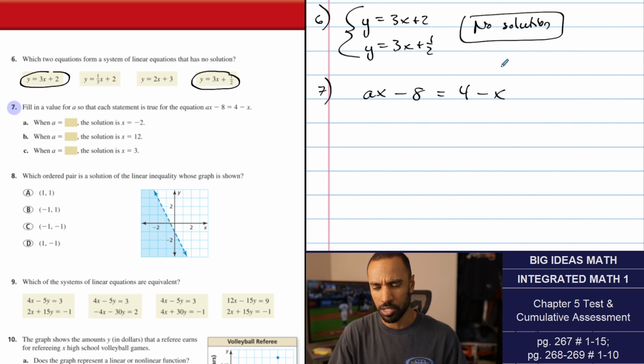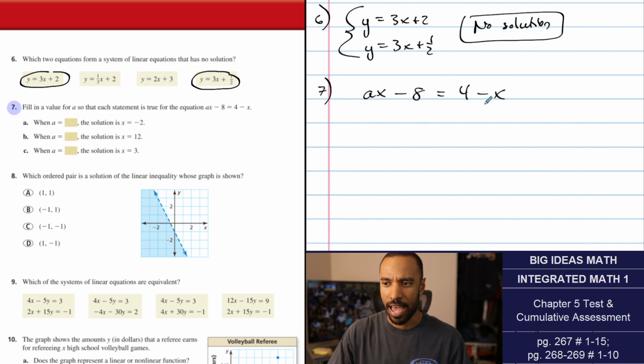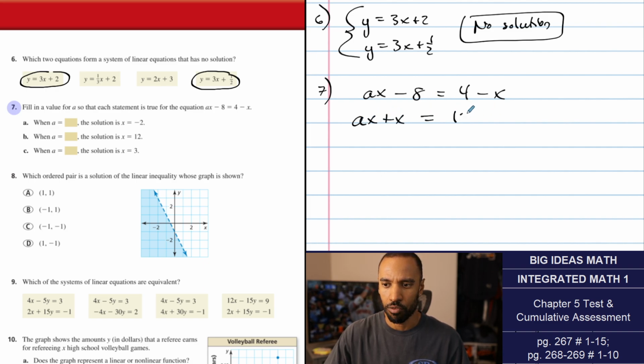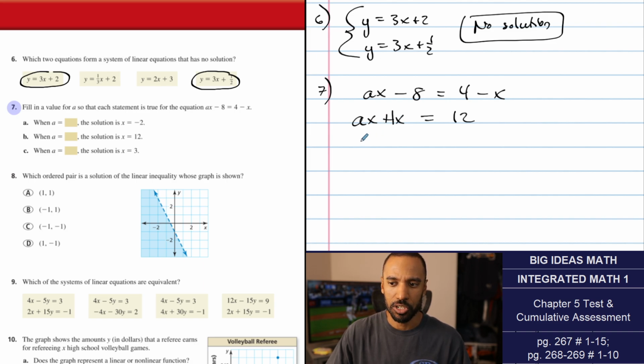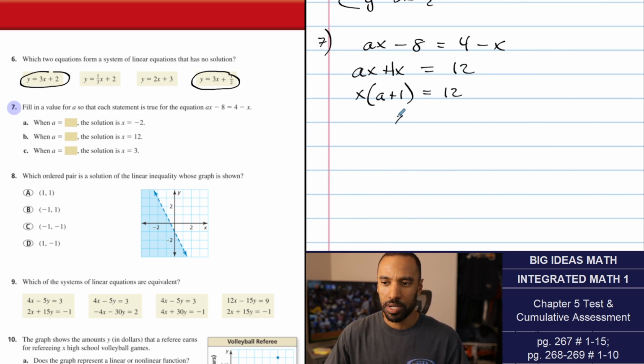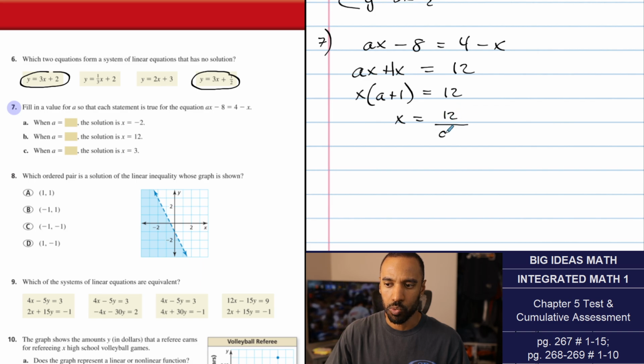Okay, this is interesting. So let's do this. Let's add this x over. We have ax plus x. Let's add the 8 over and we get 12. Now remember, this is a 1x, such that if I factored an x out, this might be old school for you guys to not really remember what's going on, I'd get 12 right there. And so x would equal 12 over a plus 1.